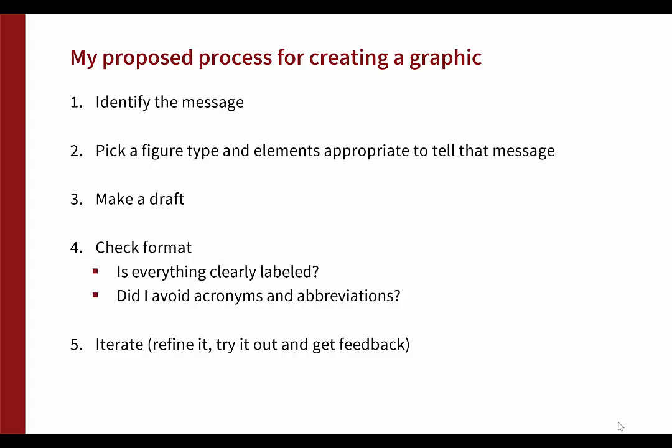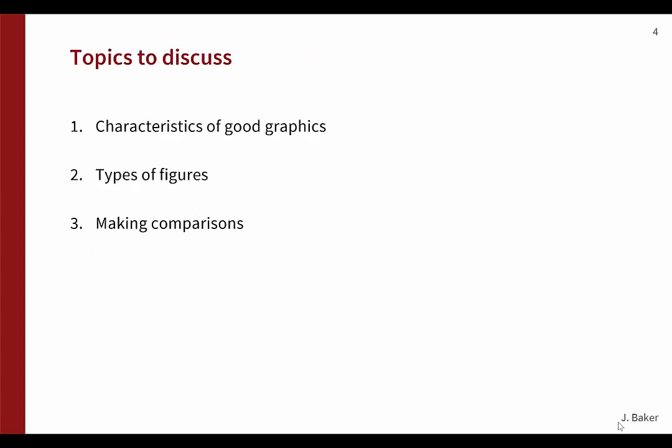And then I iterate. It's very rare that the very first draft of a figure is the right one. So I look at it, then I refine it, try it out a little bit, and then, importantly, show it to other people and ask, do you understand what I'm trying to say? Is this confusing, or is your eye drawn to something other than what I wanted? Oftentimes I don't change the message, but I might go back up to step two and pick a different figure type or some different elements to better convey what I'm intending if the first draft didn't work very well.